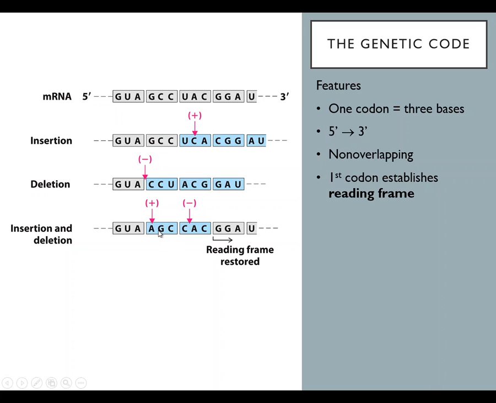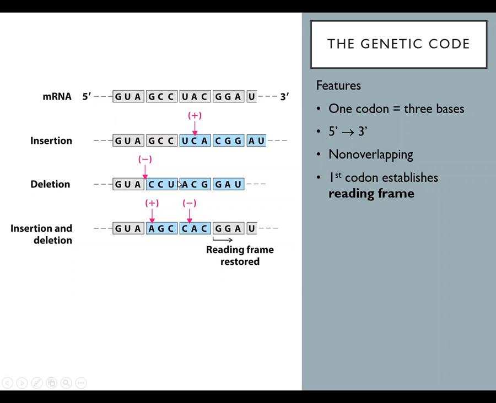This codon used to be GCC, now it's AGC. This one used to be UAC, now it's CAC. But it's only those two codons that are mutated. The rest of them downstream will be back in their original reading frame. Also, if you have any number of insertions or deletions that occur in multiples of 3, you can also restore or rescue a reading frame or frameshift mutation.